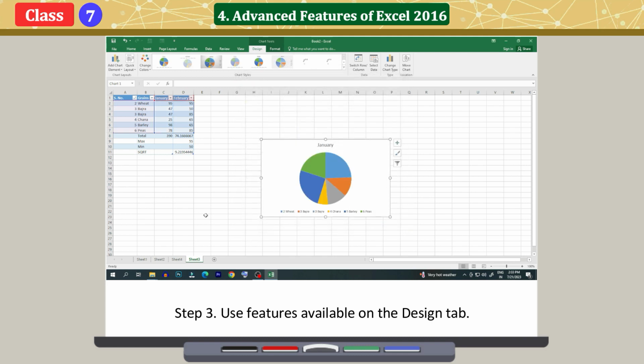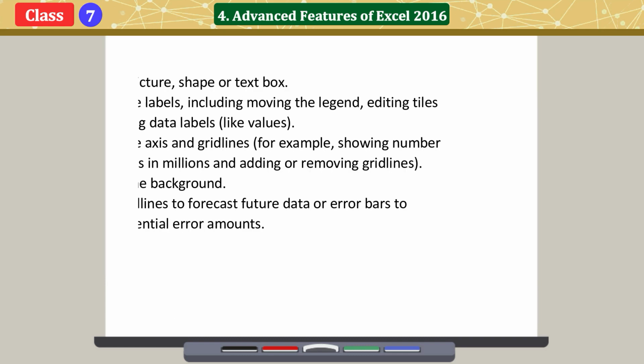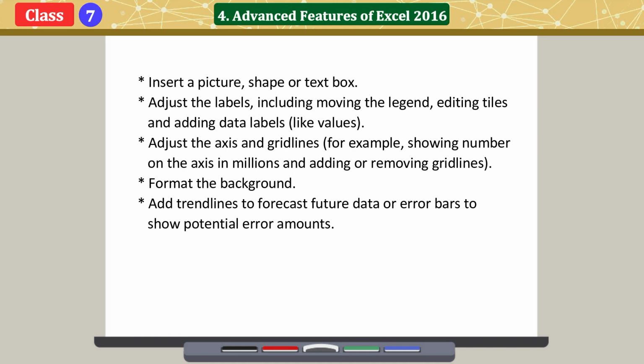Use features available on the Design tab. Insert a picture, shape or text box. Adjust the labels, including moving the legend, editing titles, and adding data labels, like values. Adjust the axis and grid lines, for example, showing numbers on the axis in millions and adding or removing grid lines. Format the background. Add trend lines to forecast future data or error bars to show potential error amounts.